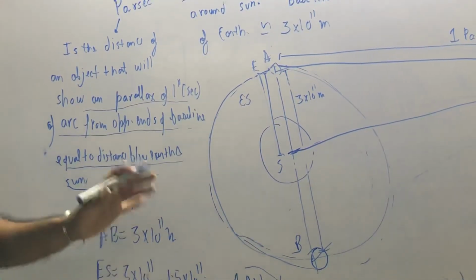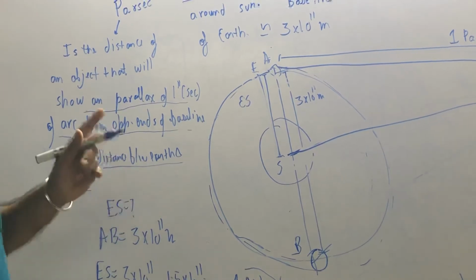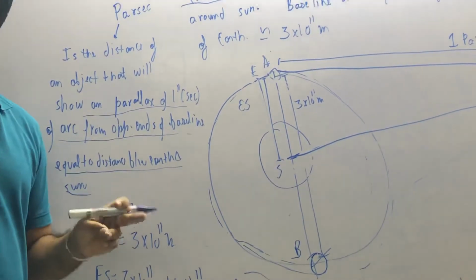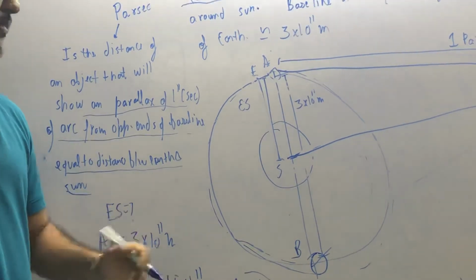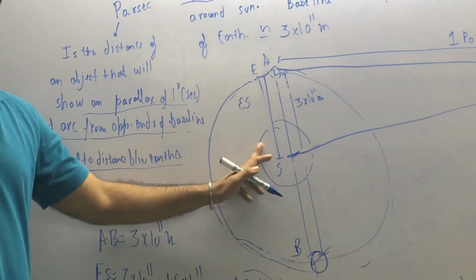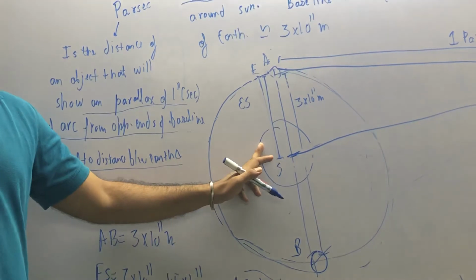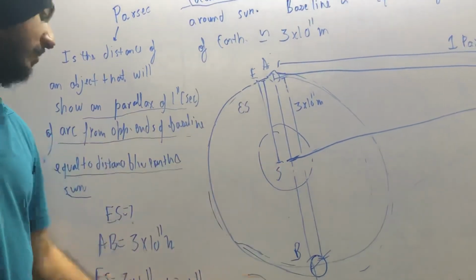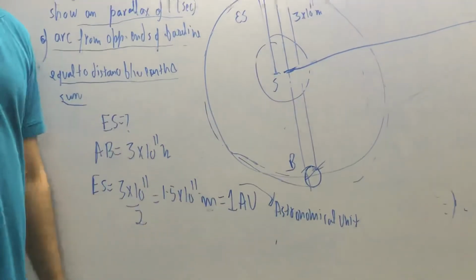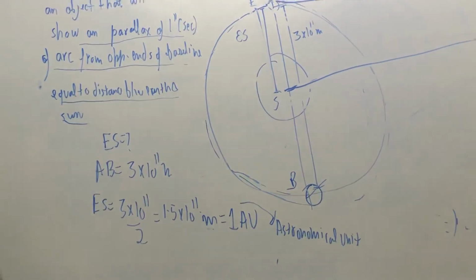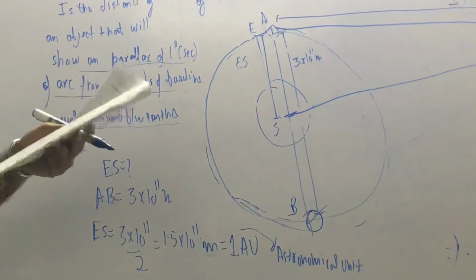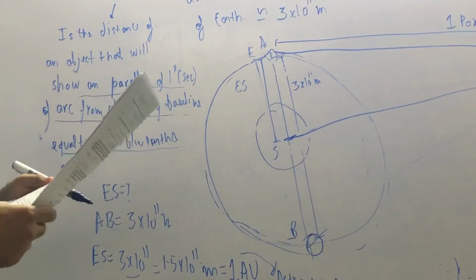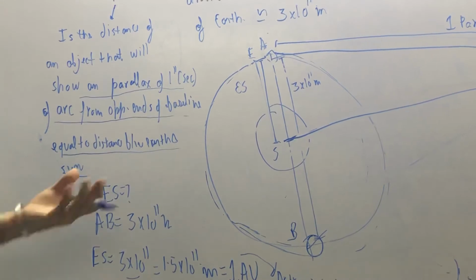I will repeat the definition again for you. 1 parsec is the distance at which the star subtends an angle of 1 second at the distance of 1 astronomical unit. 1 astronomical unit is basically the distance between the Earth and Sun, and that is 1.5 into 10 raised to the power 11 meter. I hope this concept is clear, this is a very important concept. Now let us do the question.